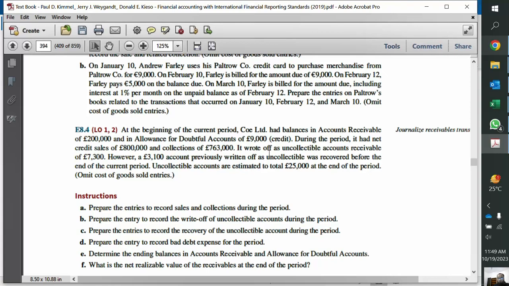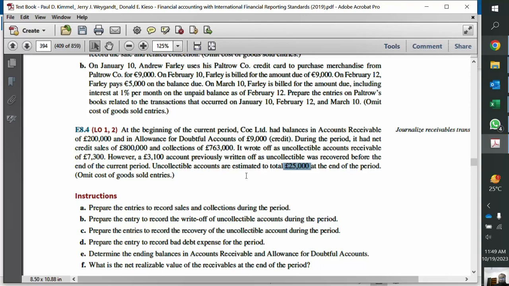So it wrote off uncollectible accounts receivable of $7,200. However, a 3,100 account previously written off as uncollectible was recovered before the end of the current period. Uncollectible accounts are estimated to total this at the end of the period. So this amount, which we discussed in the immediately preceding video, is something which we can estimate by percentage of receivable method or aging, but they have given this amount in this particular exercise.